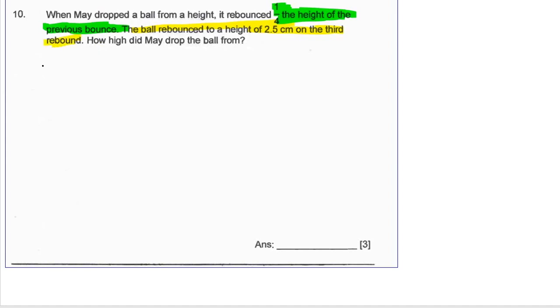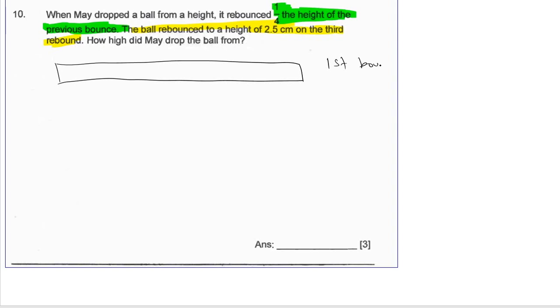Okay, so I will draw my first bounce, right? This is my first bounce. First bounce. Here is 1. So this portion is 1/4. 1/4. This is my first bounce.